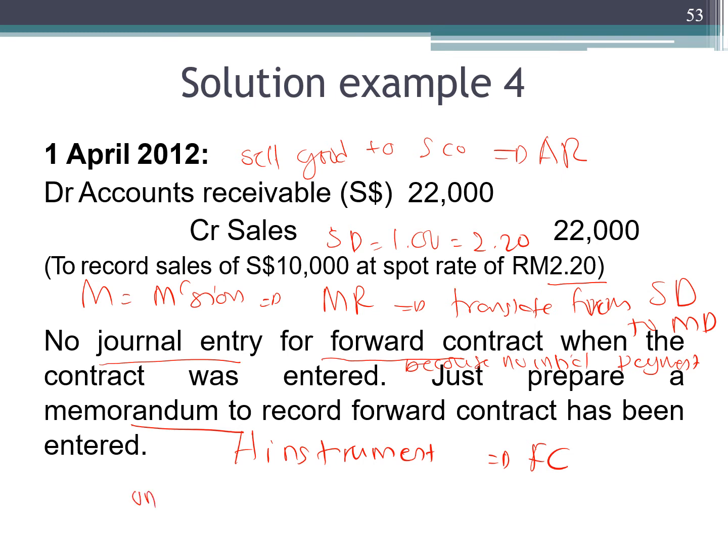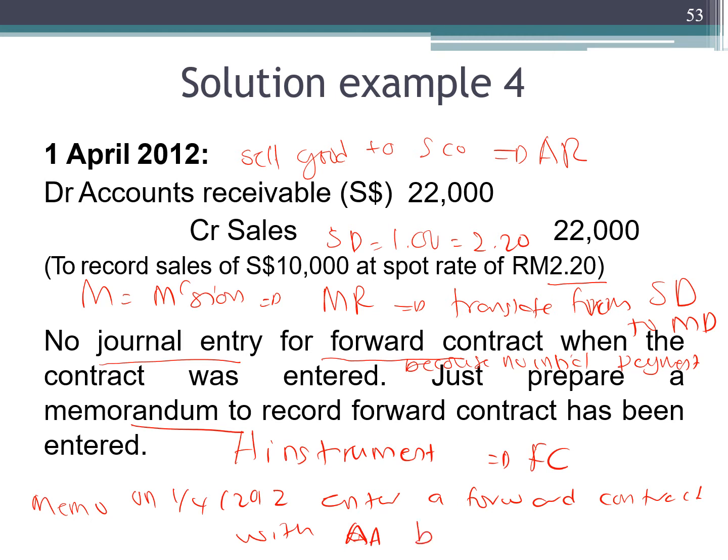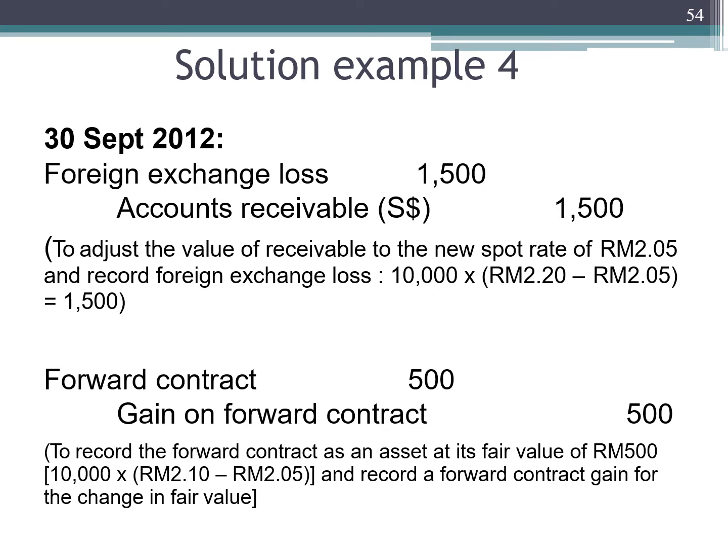This is an example of how we are going to write the memo here. On 1st of April 2012, enter a forward contract with AA Bank. That is the only memo that you need to write here for the forward contract with AA Bank. And then on 30th September, you are going to have a loss here. How are you going to have a loss? The loss that we are going to record here, we are going to record both.